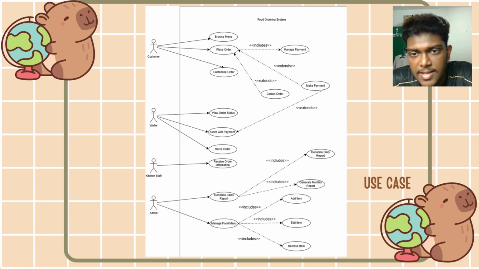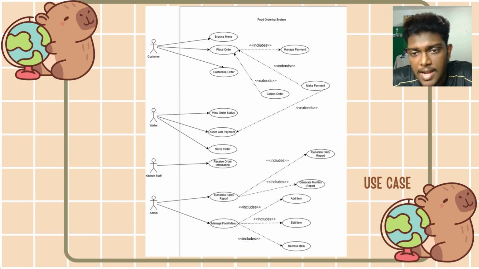So for the next character, which is the waiter, waiter can view order status and assist with the payment and also serve the order. So the next one is the kitchen staff. Kitchen staff can receive the order information from the customer after the order has been made, and also access the order details to prepare the food.